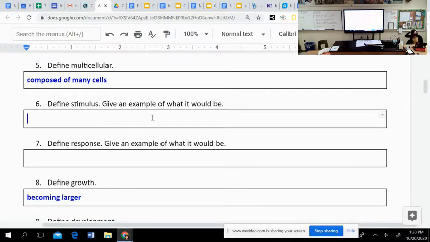And then what do you have for the definition of stimulus, and what would an example be? The stimulus is that loud crash. That definition is going to be the change in surroundings that cause an organism to respond, right? So that change is that stimulus. Then that change in temperature, so getting hotter or colder, night or daylight, a loud noise, those are all examples, okay?